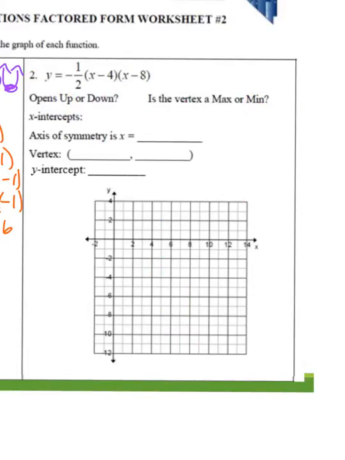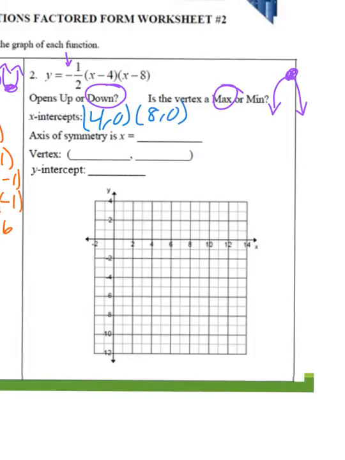Alright, does it open up or down? It's negative, so down. Is the vertex a max or a min? Well, if it's opening down, you have a high point, which makes it a max. My x-intercepts, make sure you change those signs from the parentheses. You're going to have x is equal to a positive 4, so 4, comma 0, and an 8, comma 0. And let's go ahead and plot those points before we do anything else.